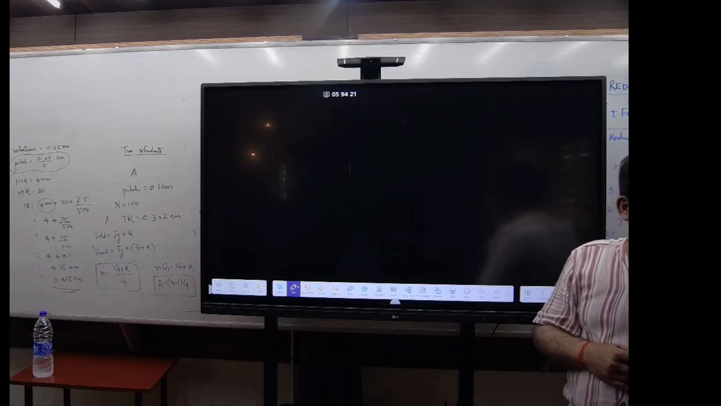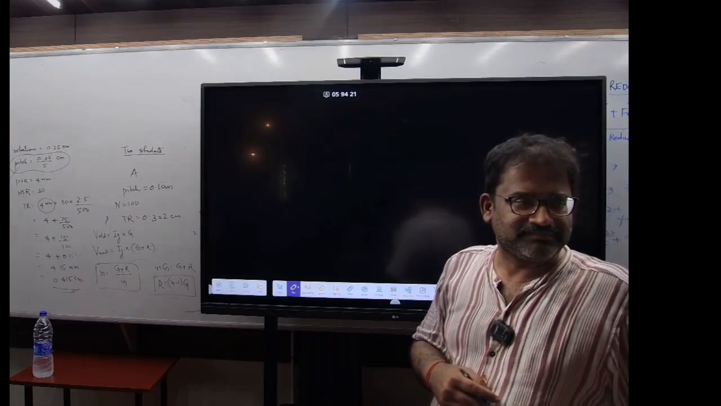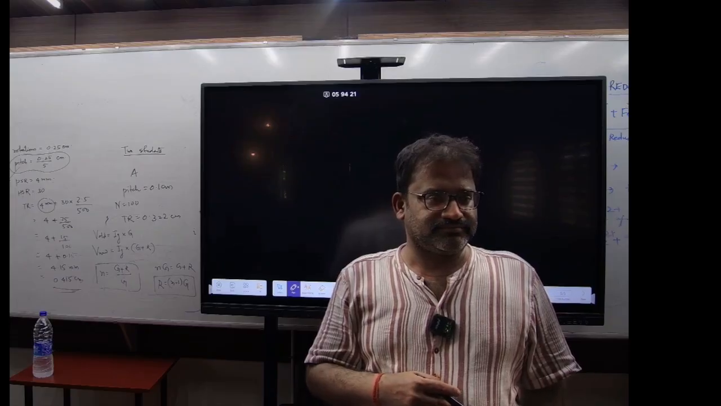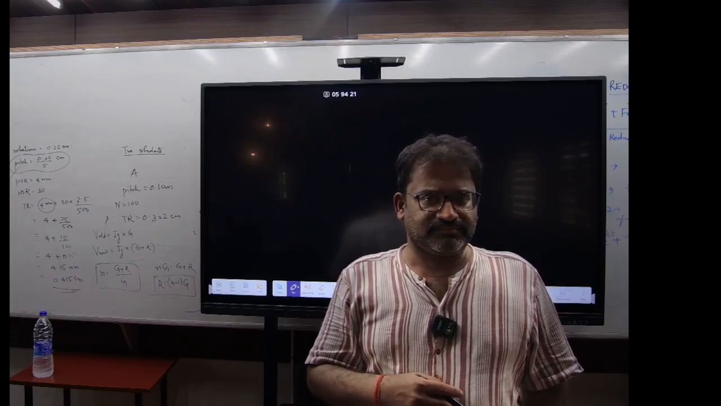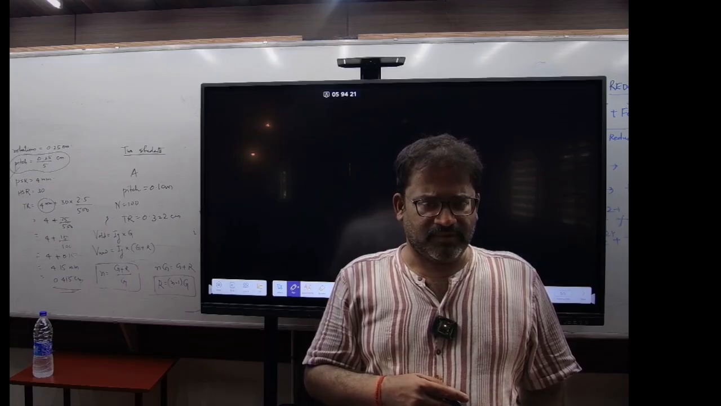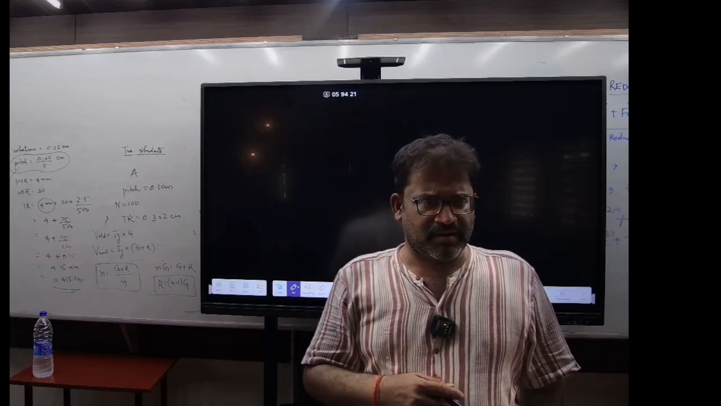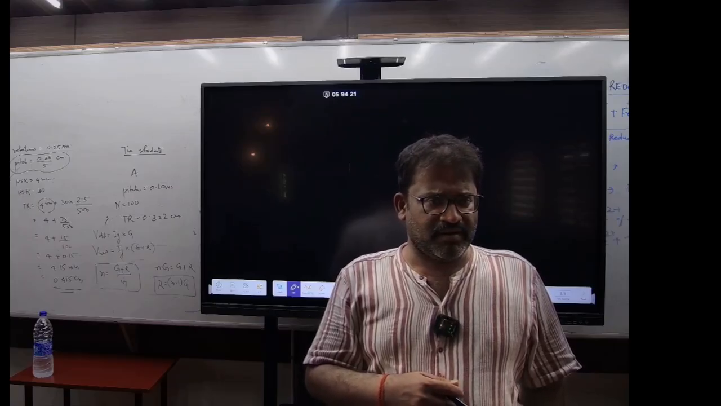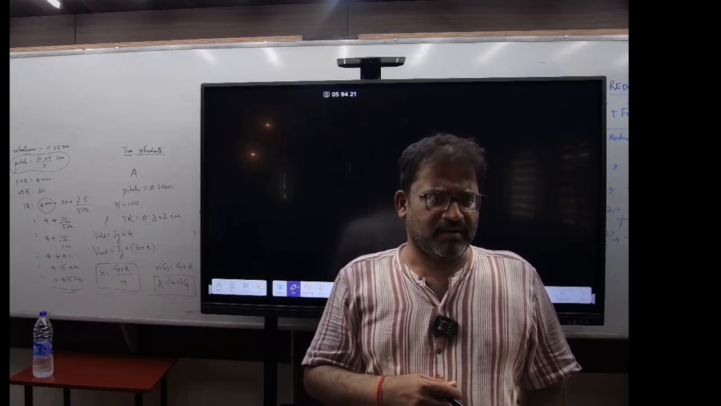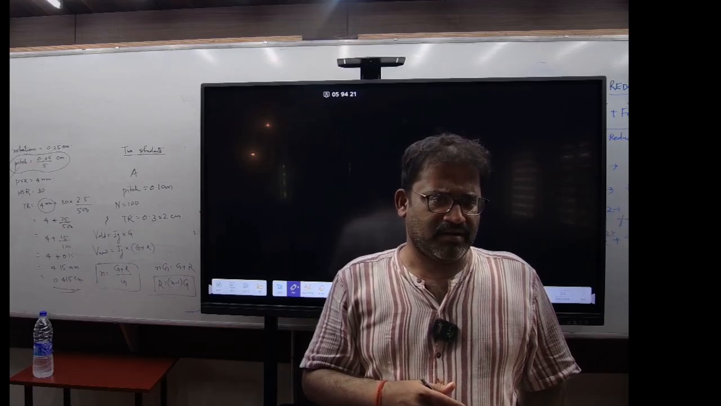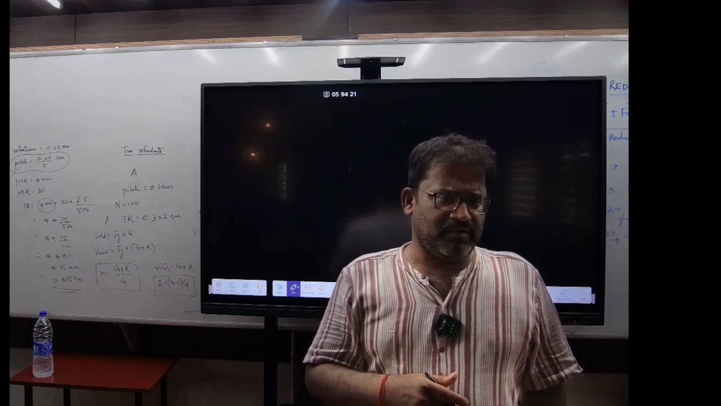A thermodynamic system undergoes a cyclic process A, B, C as shown in the diagram. The work done by the system per cycle is: option 1, minus 750 joule; option 2, 750 joule; option 3, 1050 joule; option 4, minus 1250 joule. One minute.